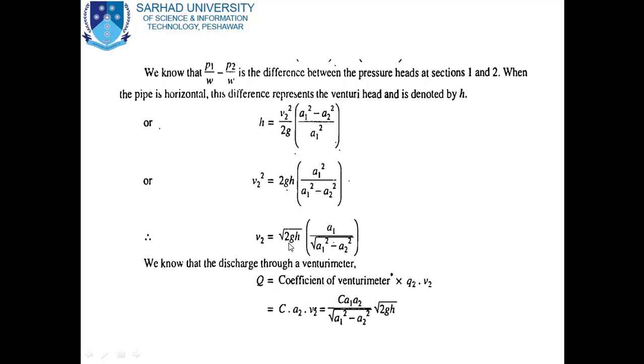Now we know that the discharge through a Venturimeter, Q, is equal to the coefficient of the Venturimeter into A2 V2. This is not Q2, this is A2. So put the value of V2 here. So you will get the equation of discharge through a Venturimeter: Q is equal to C, the coefficient of the Venturimeter, into A2 V2, that is equal to C A1 A2 divided by the root of A1 square minus A2 square, into the root of 2gH. So this is the equation which is used for finding discharge through a Venturimeter.